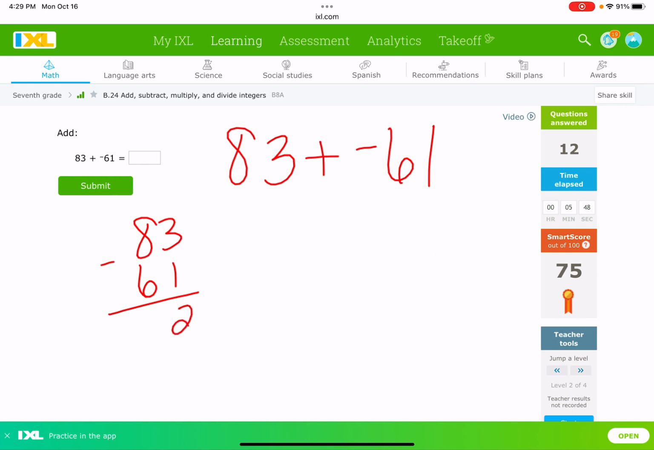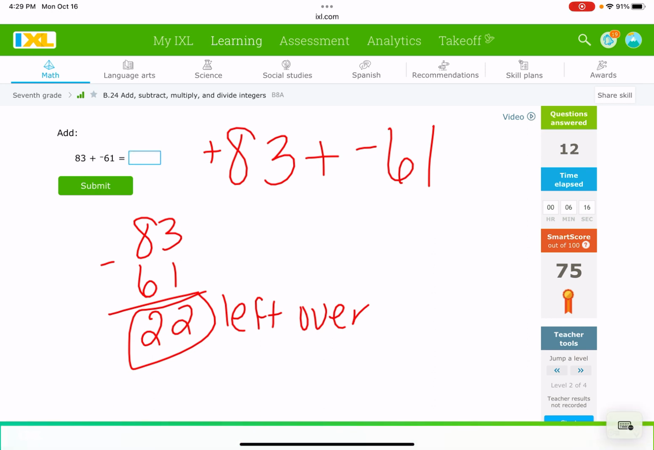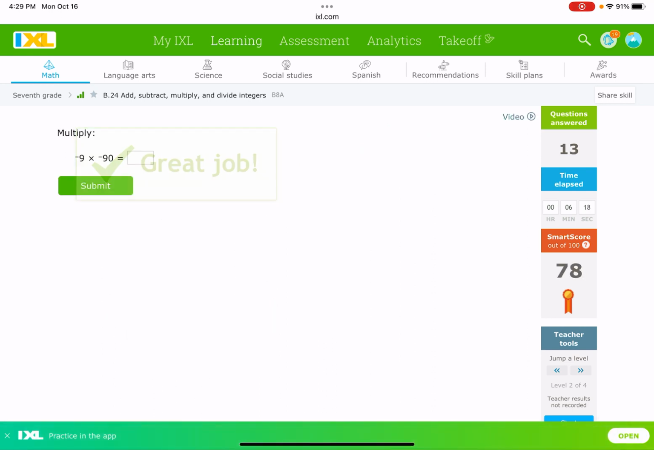3 minus 1 is 2. 8 minus 6 is 2. I'm going to have 22 left over. Now, am I going to have 22 positives left over, or am I going to have 22 negatives left over? Well, the answer is going to be positive, because 83 is the bigger number to start with. So whenever you have big numbers like this, simply subtract and take the sign of the bigger number. Okay, subtract and take the sign of the bigger number. So the answer would be positive 22.